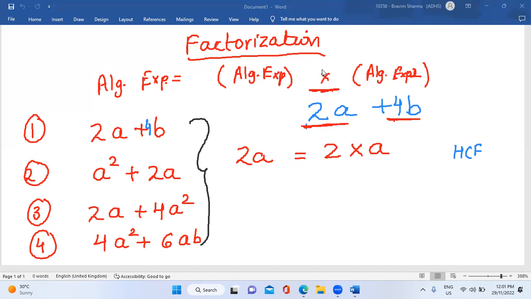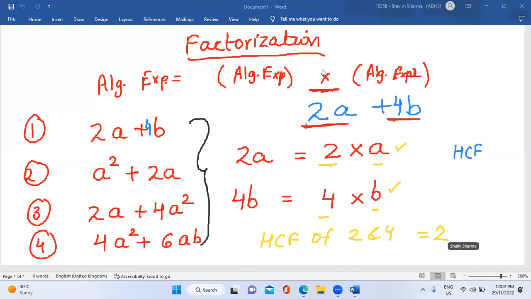Then the next term we have is 4b. So write that also in expanded form. Now I can see both the terms 2a and 4b have a number and they have letters also. But the two letters are totally different, so we cannot take anything out. We can take only that thing out which is the same. Like now, if I look at the numbers, we have 2 and 4. And if I have to find the HCF of 2 and 4, it is 2.